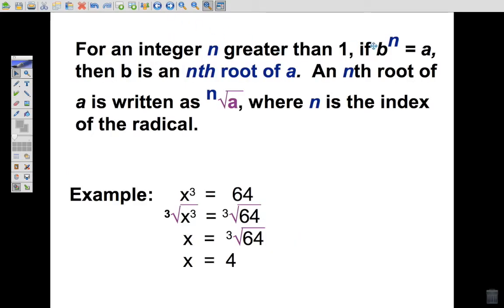So as we look at the wording up here, up at the top, take a look now at this expression. B to the n is equal to a. When you solve that, it would be the nth root of a, exactly what we did in our example.